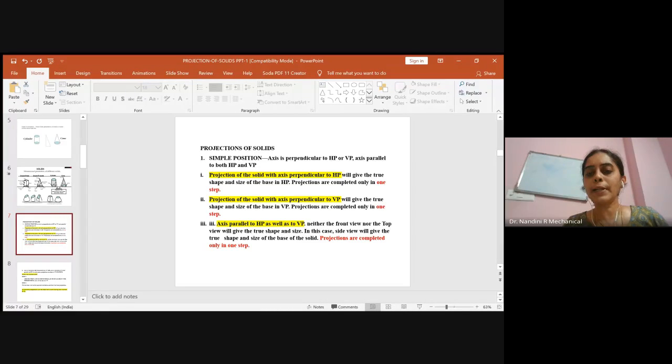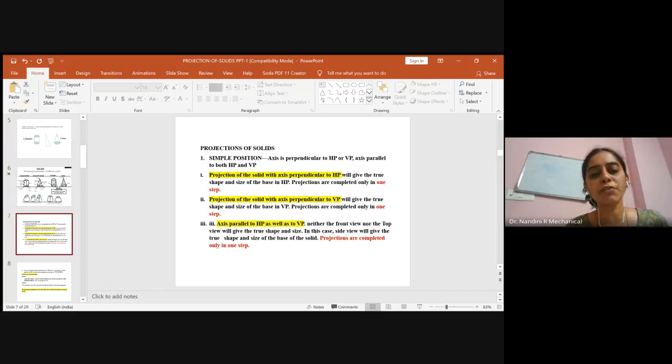So when the axis is perpendicular to HP, the true shape and size of the base will be visible in the horizontal plane. And this will be completed in only one step. You will first draw the top view. If it is a square prism, you will get a square in the horizontal plane, which will be our top view. And when you project upward, in the front it looks like a rectangular surface. So you will have a rectangular surface at the top, the XY line, and a square surface at the bottom. This will be completed in one step.